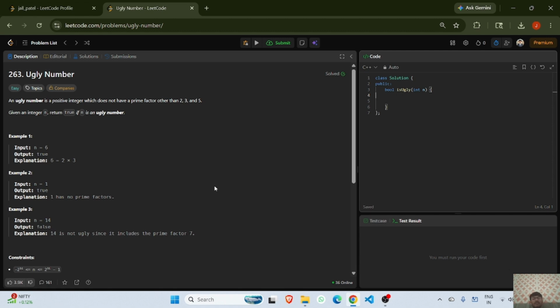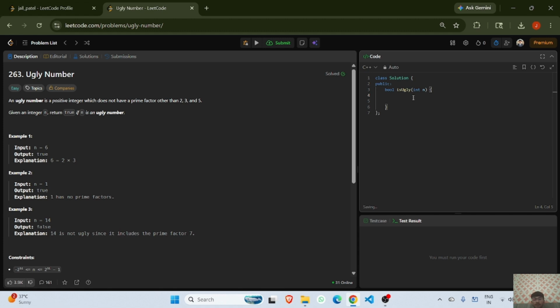Approach. First, if n is less than or equal to 0, we directly return false, because ugly numbers are positive only, not negative. Then keep dividing by 2, keep dividing by 3, keep dividing by 5. After removing all these factors, if the number becomes 1, it is an ugly number, otherwise not.